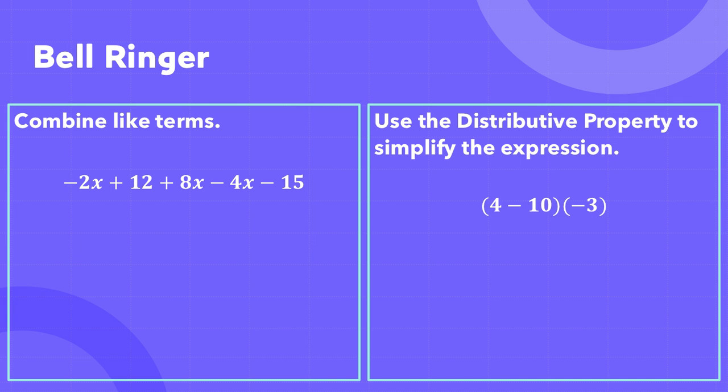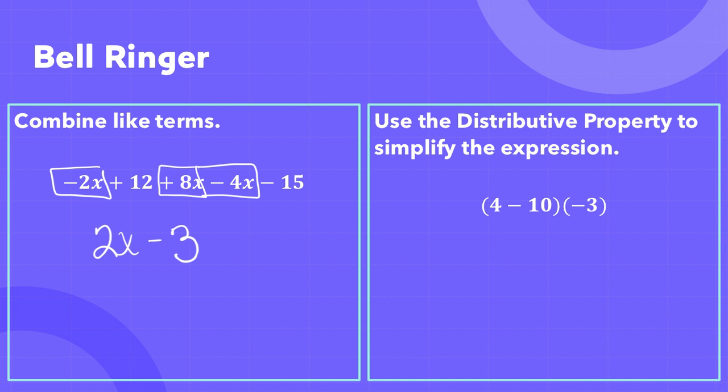So I put together negative 2x, 8x, and negative 4x, and then I added those together, and I got positive 2x. Then I added together 12 plus negative 15, and I got negative 3. So if you make it an equation, then you do 2x plus negative 3 or negative 3 plus 2x, or 2x minus 3. All of it works.